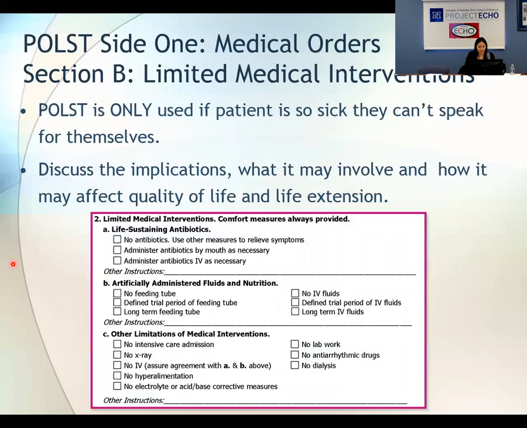So section B, when it comes to medical orders, limited medical interventions. POLST is only used if the patient is so sick they cannot speak for themselves. To discuss the implications, what it may involve, and how it may affect quality of life and life extension. Very similar to an advance directive, but this is the shorter version of it. So limited medical intervention, comfort measures always provided. Life-sustaining antibiotics: what you decide to do there, you check that box. Artificially administered fluids and nutrition, and then other limitations of medical interventions.